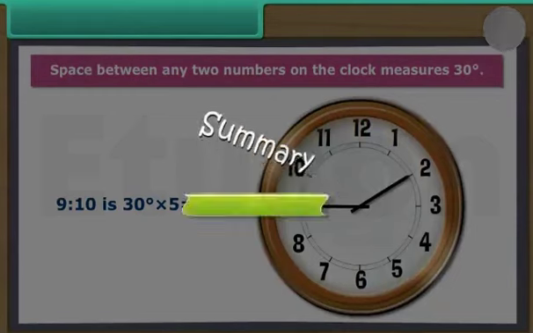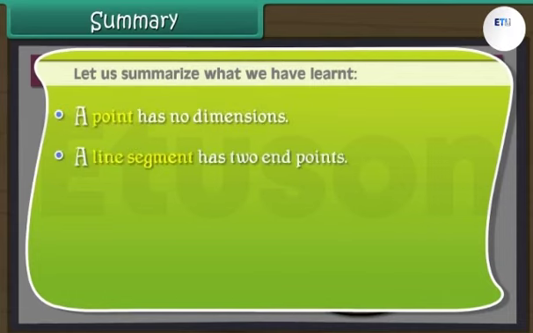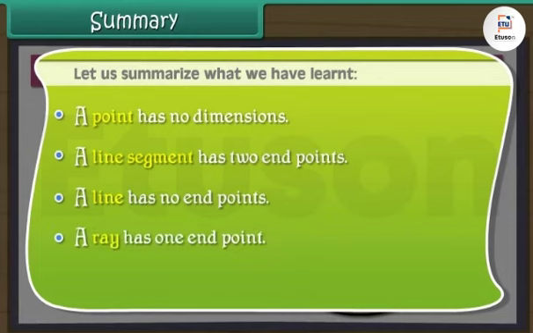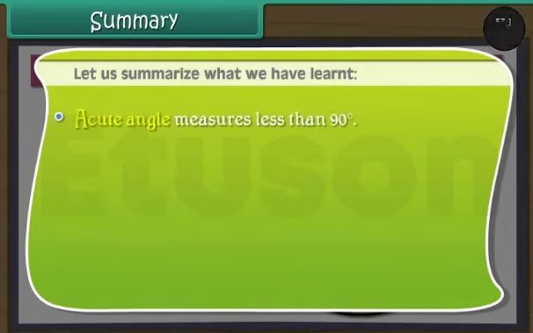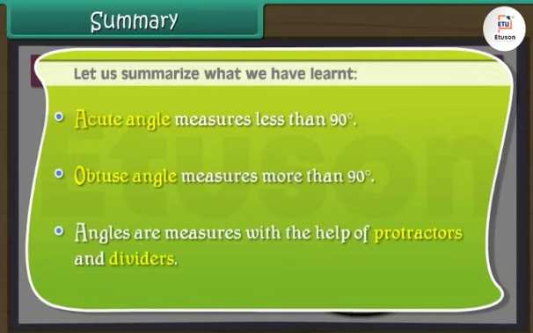Summary. Let us summarize what we have learned. A point has no dimensions. A line segment has 2 endpoints. A line has no endpoints. A ray has 1 endpoint. Right angle measures 90 degrees. Acute angle measures less than 90 degrees. Obtuse angle measures more than 90 degrees. Angles are measured with the help of protractors and dividers.